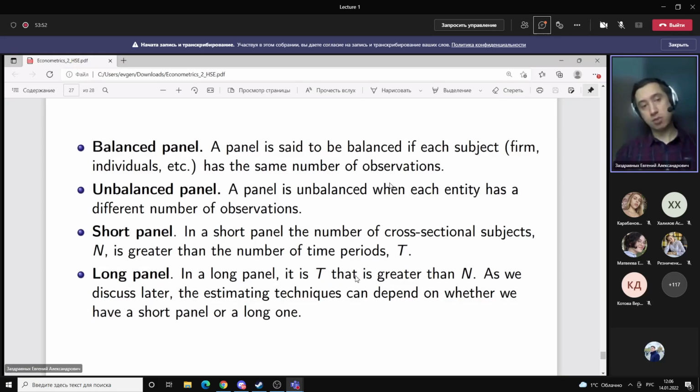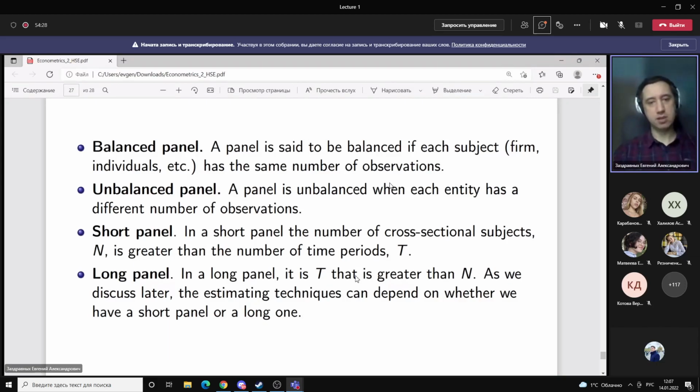Next you should distinguish between a short panel and a long panel. What's the difference? A short panel is a panel where there are more cross-sectional subjects than time periods. In management, usually we work with short panels, to be honest, because we work with surveys: surveys of our clients, of firms, of households. But if you work with macroeconomic statistics, you will probably work with a long panel.